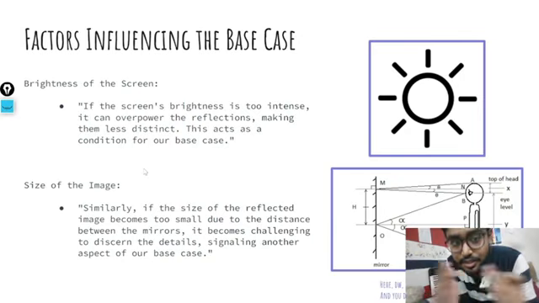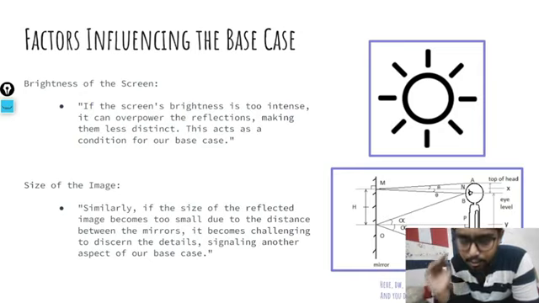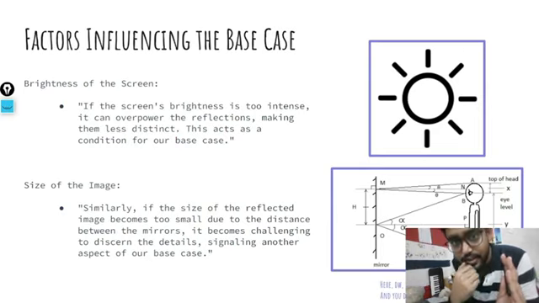If the screen's brightness is too intense, it can overpower the reflections, making them less distinct. Okay, this can also be a base case for our recursion or reflection. Because if the laptop screen is too bright, like full brightness, and you keep it in front of a mirror, then there are chances that the mirror will just reflect everything it sees, and in the laptop it's just white plain flash. So there is no recursion after that, right?